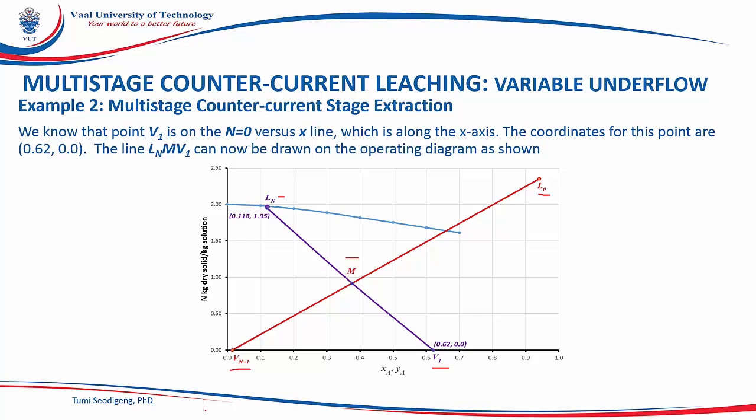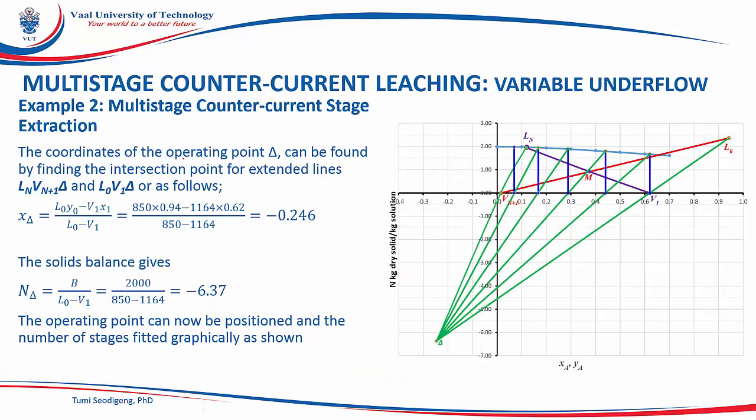Okay, let's continue. As indicated, the coordinates of the operating point delta can be found by finding the intersection point of the extended lines L0 V1 delta and Ln Vn plus 1 delta, or by solving the equations that we derived earlier in our theory section. You can use those equations because everything in that is known. You can solve for x delta, and then you can calculate n delta to position that point at the given coordinates. Once you have found those coordinates, you can position that point, and then from there everything becomes easy.